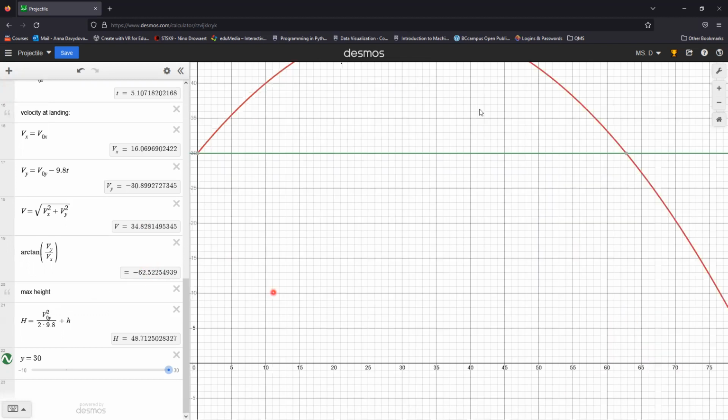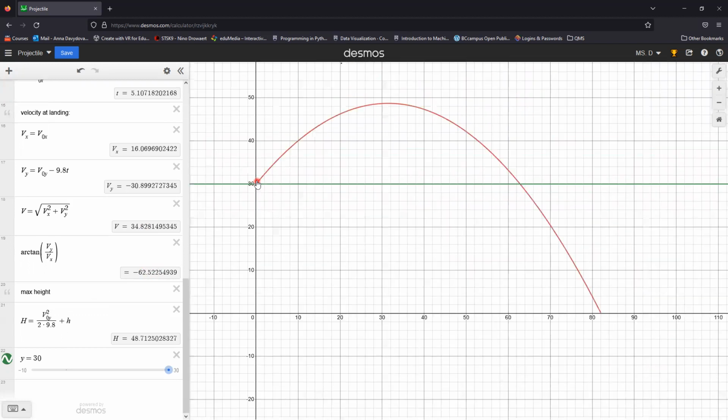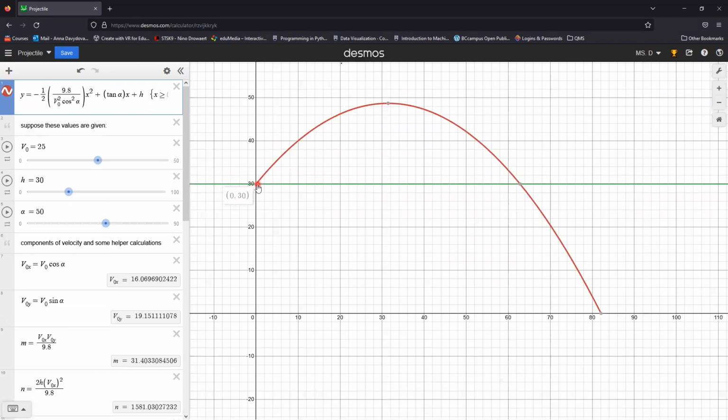So this model allows us to basically know all the answers right away. Isn't it beautiful? Yes, that's grade 12 coming.